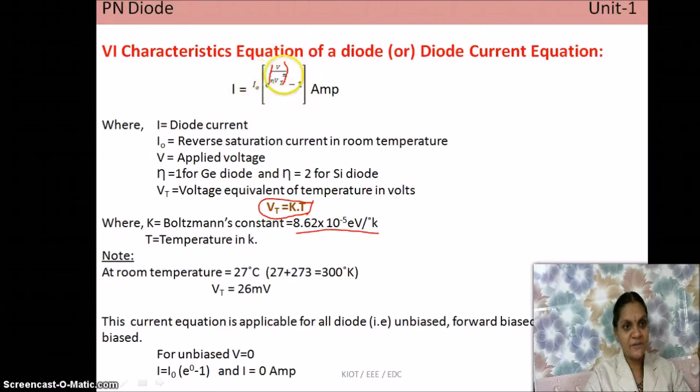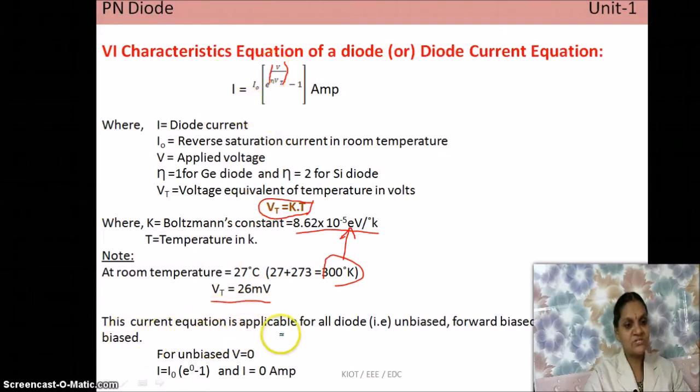Since all the parameters here are constant, the only variable parameters are V and I. Simply by varying the forward voltage, the current is the forward current. Simply by varying the reverse voltage, the current is the reverse current. By getting these voltage and current values, we can plot the characteristics. This is how to calculate Vt: if the temperature is 27 degrees centigrade plus 273, you will get it in Kelvin. This 300 multiplied by this value, you will get Vt. Substituting Vt in this equation, you will get the current value.